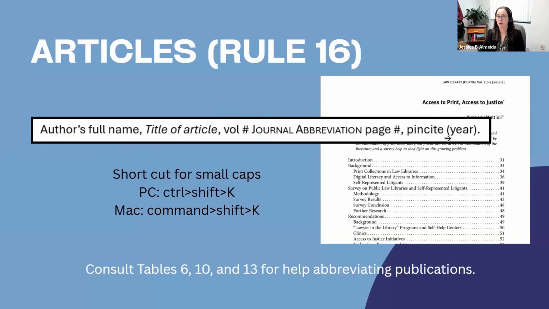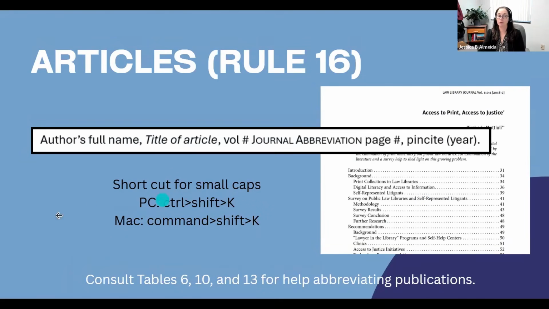Now, two things you want to notice. The first thing is that your shortcut for small caps is right here. So on a PC or a Mac, you can also see at the bottom, I've left a little note that says you can consult tables 6, 10, and 13 to help abbreviate publications.